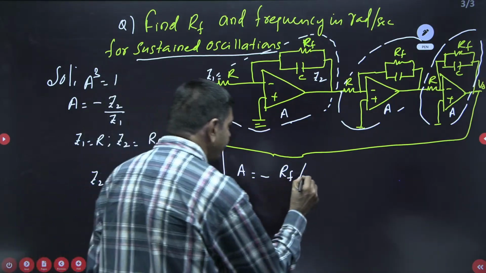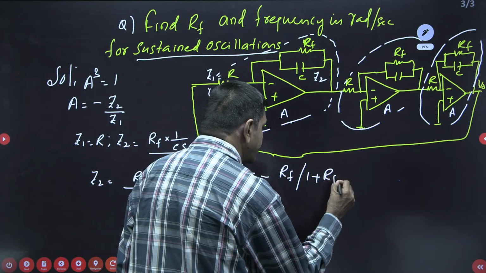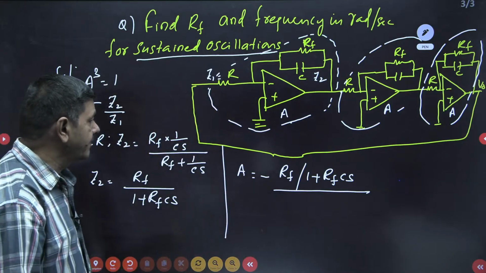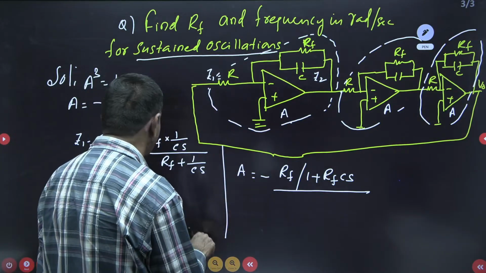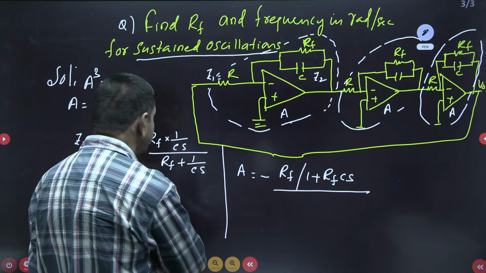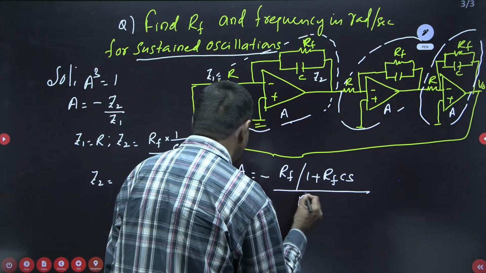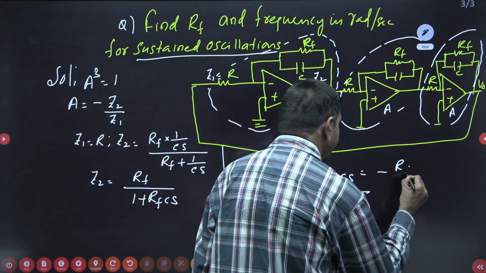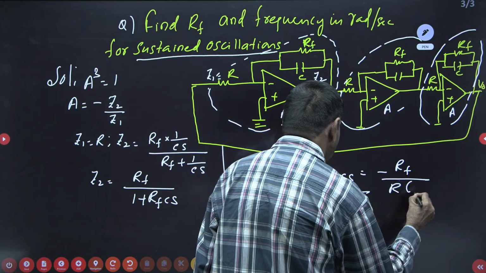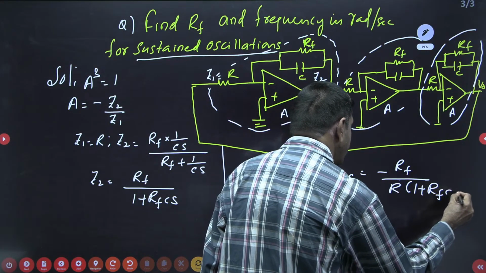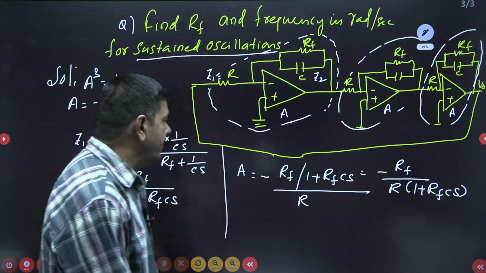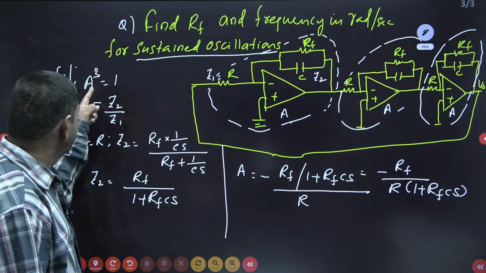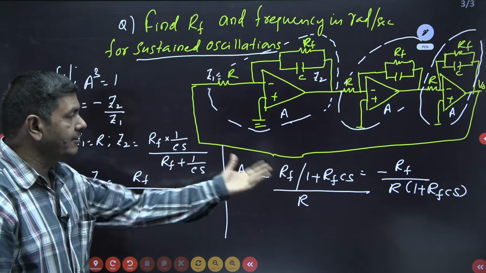This question was asked in the Engineering Services exam. RF by 1 plus RF Cs divided by Z1. Z1 is nothing but R. Finally, this is minus RF by R into 1 plus RF Cs. That is the A value: minus RF by R into that value.